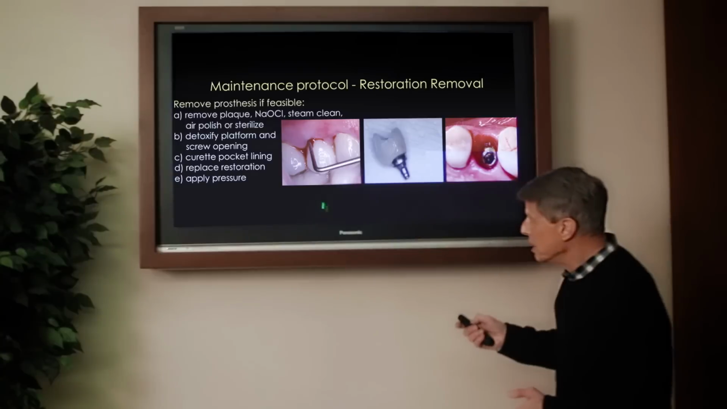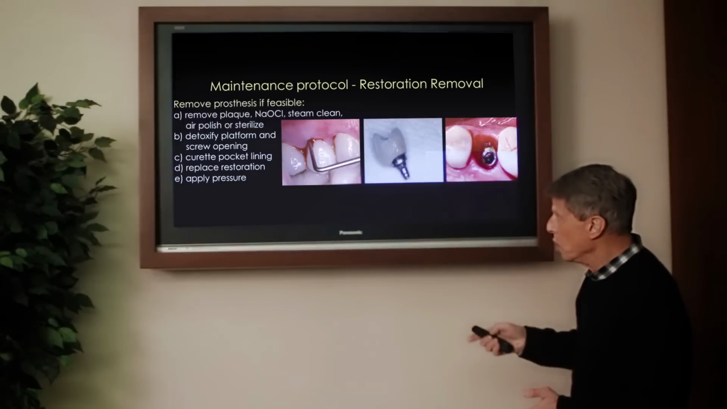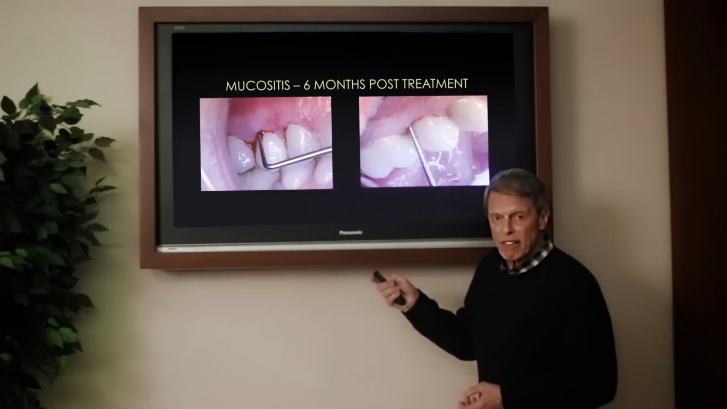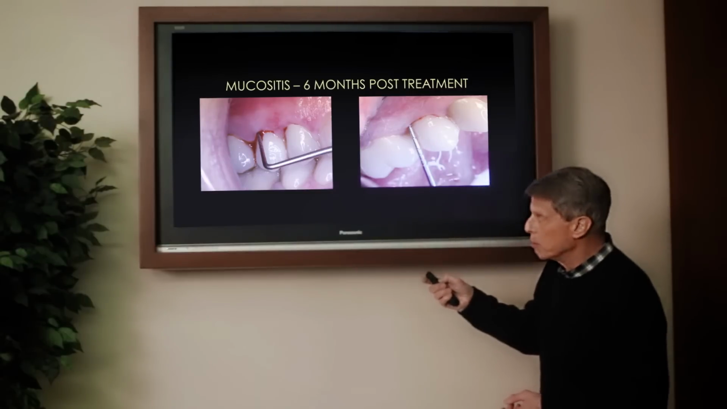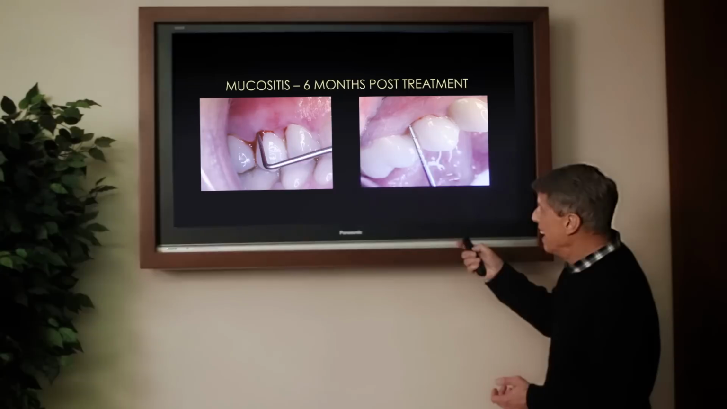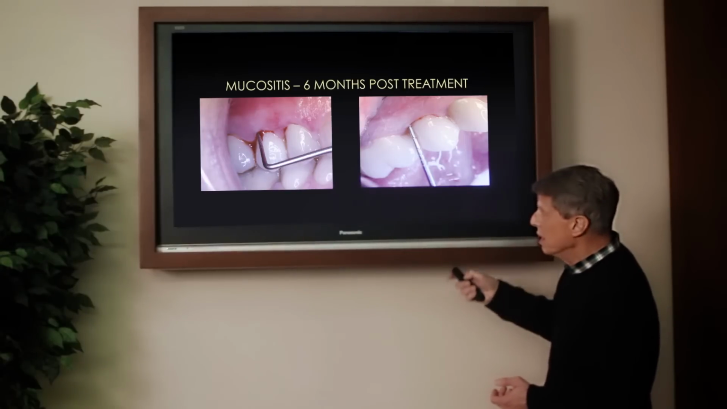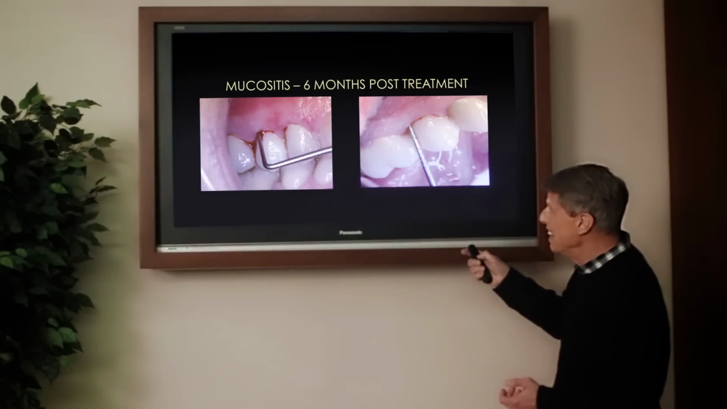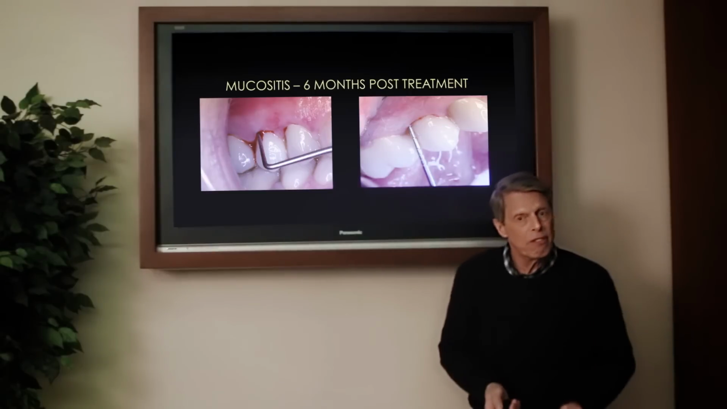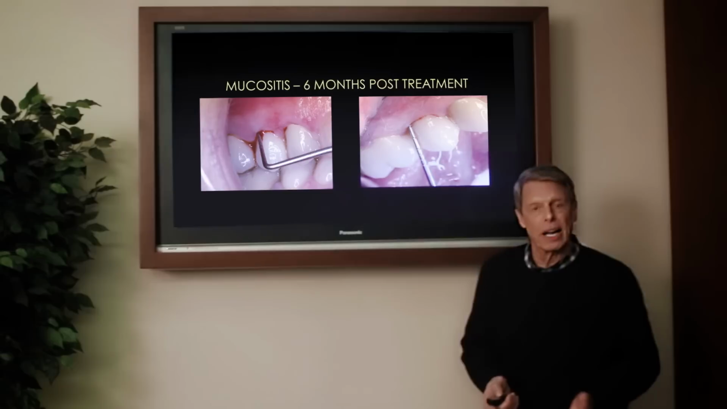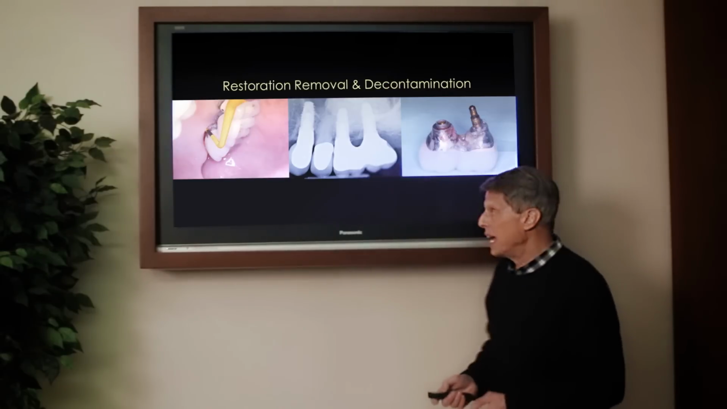So when we take a look at this case that we've been showing you all along, removing it, this is the before with the 6 or 7 millimeter pocketing and the bleeding upon probing and the inflammation. And this is what it looks like 6 months post-treatment. You can see we've reduced the pocketing, the bleeding has been significantly reduced, and the inflammation is gone. Let me show you another case.